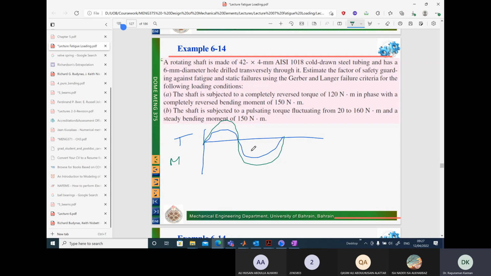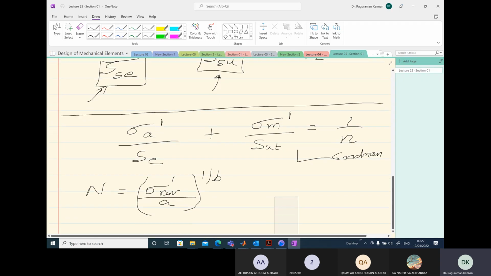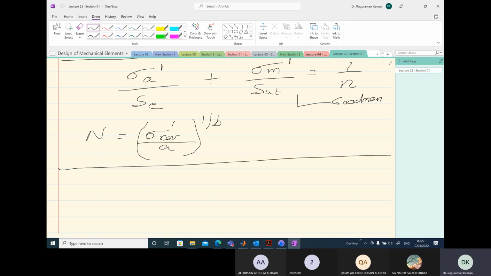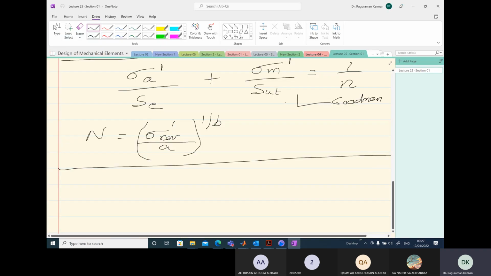Okay, so let's go back to our OneNote and try to solve the problem. So what we are given here, let's try to draw this pipe here.